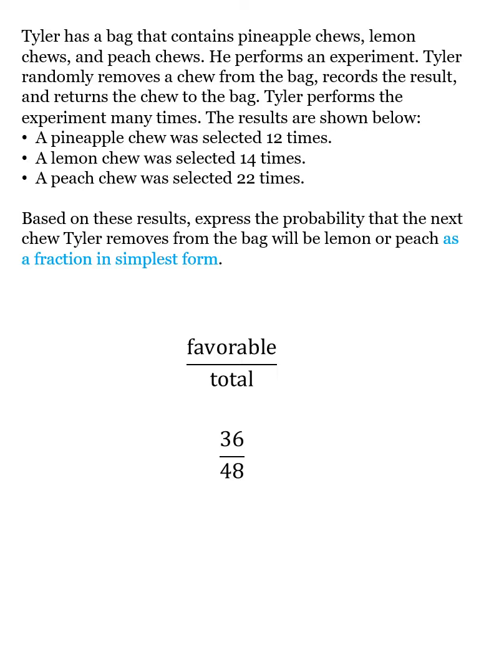36/48 is a fraction, but it's reducible. Turns out, and you may just know this, those two numbers are divisible by 12. And when I divided the top and bottom by 12, it shows that this fraction reduces to 3/4. And that is the final answer to this problem, by the way. What that means is there's a 3/4 chance that if I draw one candy out of the bag, it will be either lemon or peach.